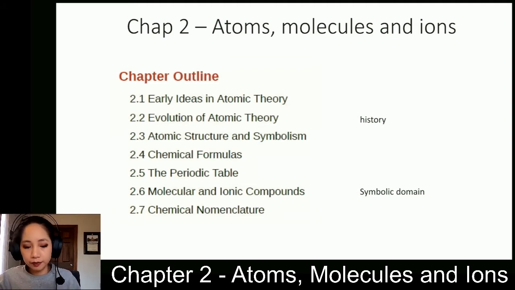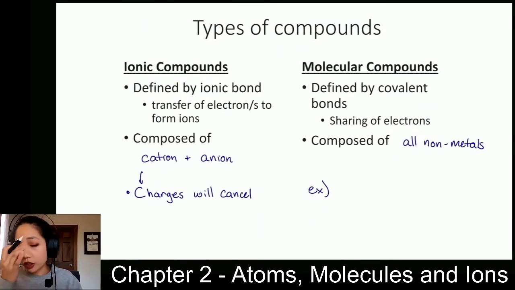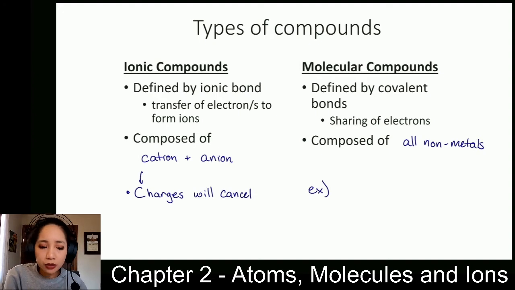it ionic? So we're moving kind of into the symbolic domain of our atoms, molecules, and ions discussion within this chapter. All right, so let's review the types of compounds that we've addressed so far. We have the ionics and we have the molecular compounds. Since we just left off on predicting charges of ions, let's talk about ionic compounds.